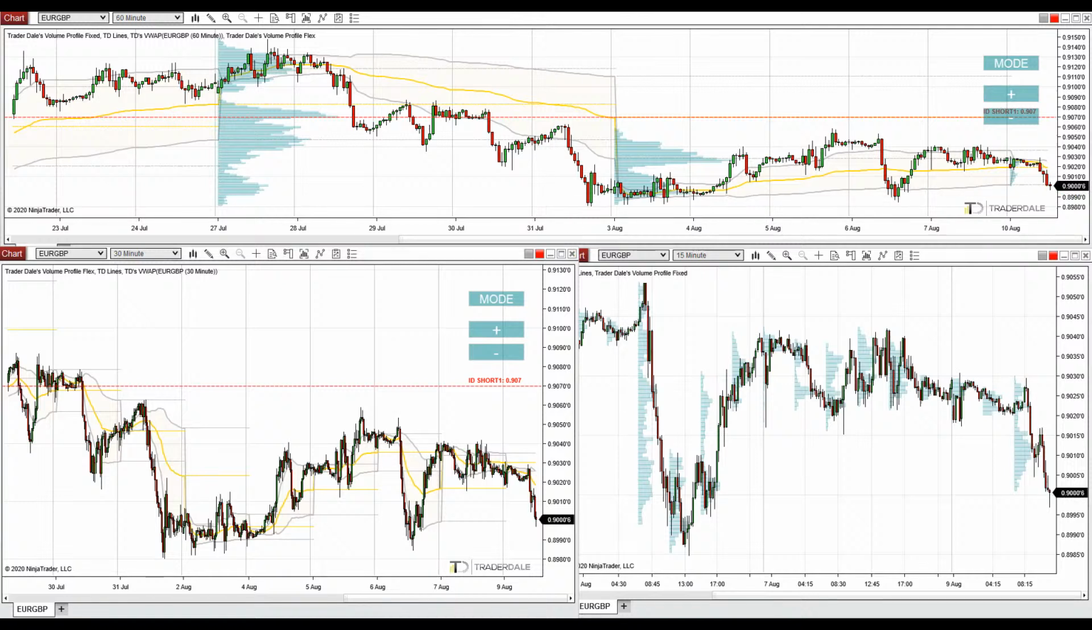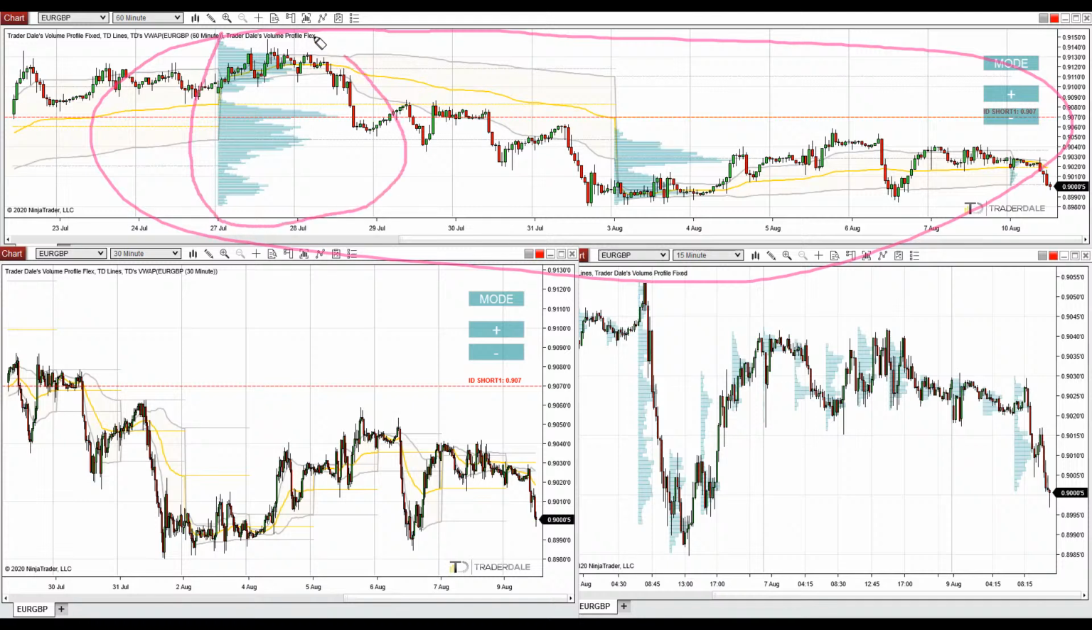So those charts are the euro pound, and the level which I wanted to show you, the strong resistance, is at 0.9070, and it is based on a weekly point of control. So I best show you on this chart. It's nicely visible there. Let's have a look at this profile, right?